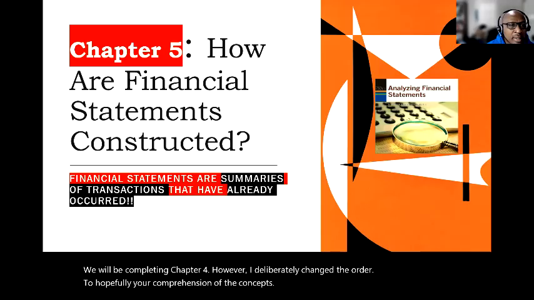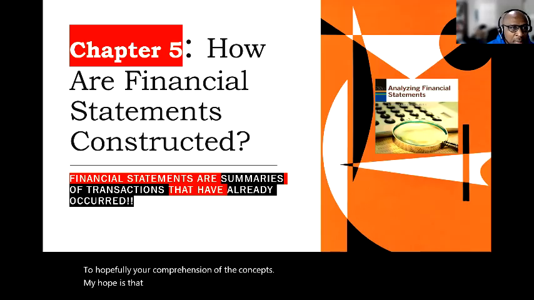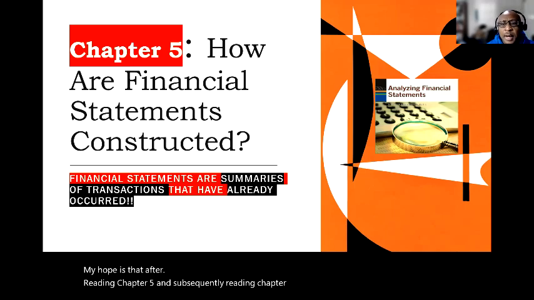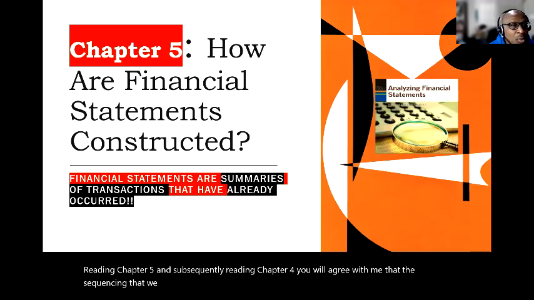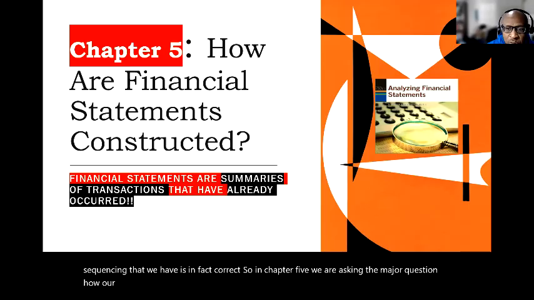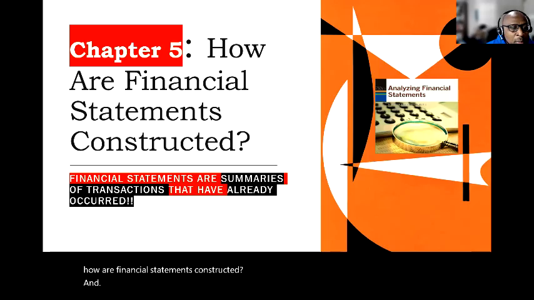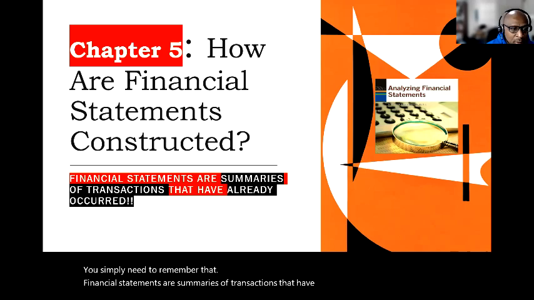My hope is that after reading Chapter 5 and subsequently reading Chapter 4, you will agree with me that the sequencing that we have is in fact correct. So in Chapter 5, we are asking the major question, how are financial statements constructed? And you simply need to remember that financial statements are summaries of transactions that have already occurred.